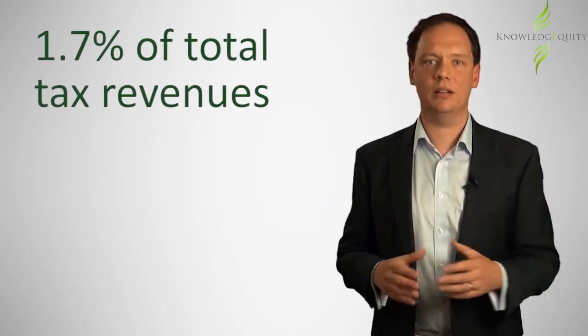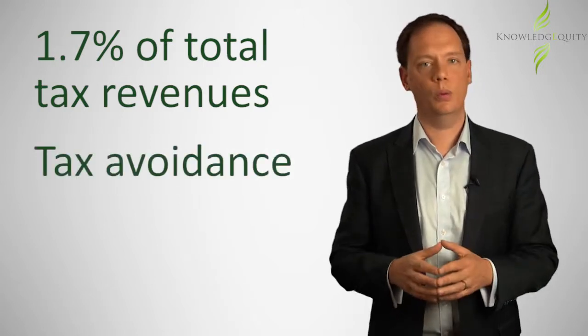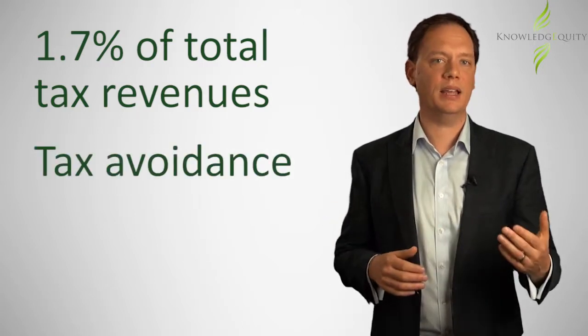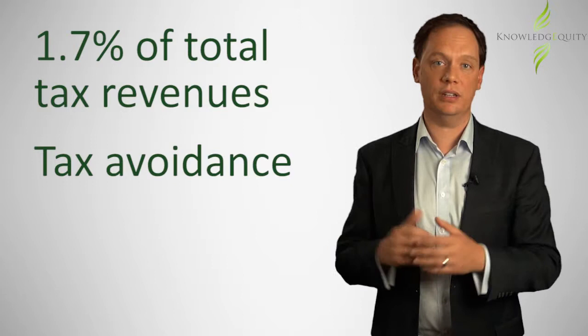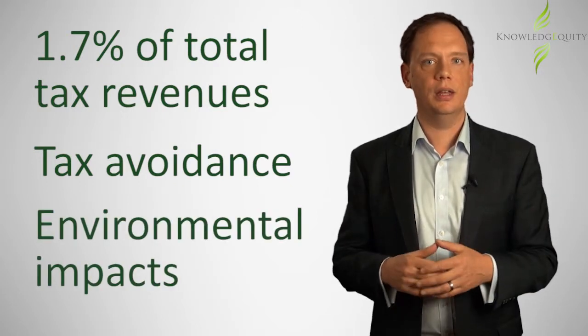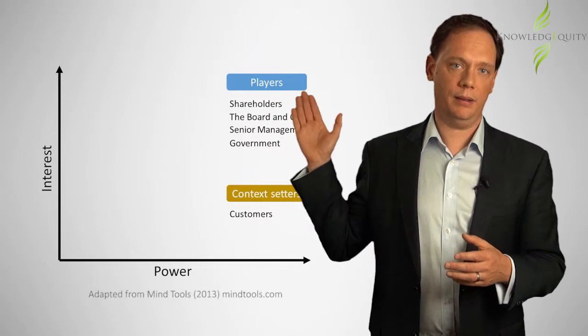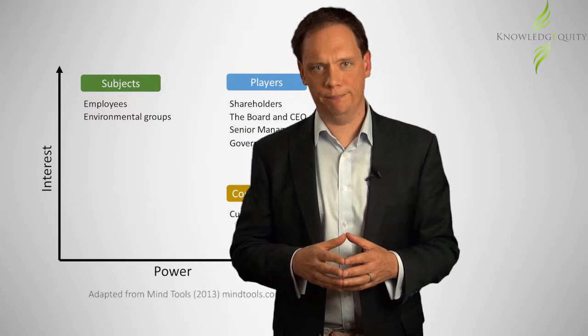However, governments are currently grappling with the issue of tax avoidance, where large companies like BHP manipulate their operations to reduce their tax liabilities. Coupled with political sensitivities around environmental issues, the government in this case is a player. BHP's employees do have a high level of interest in the company as it provides them with wages and benefits, but their power to influence BHP's strategy is low. Environmental groups also have a high interest but have little power over the company. We categorise both these groups as subjects in the map.